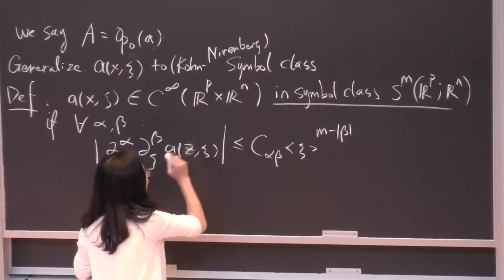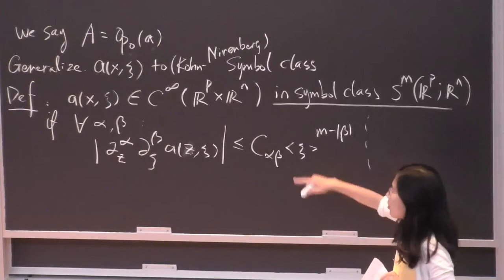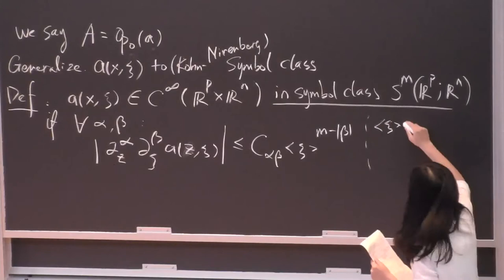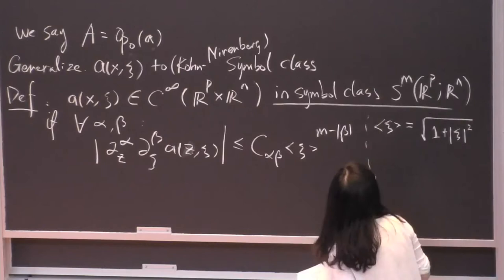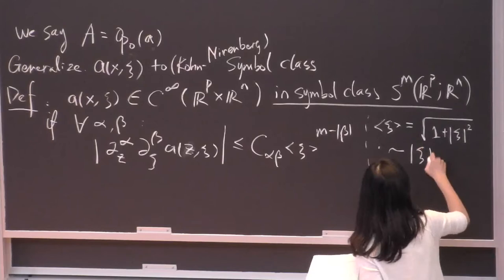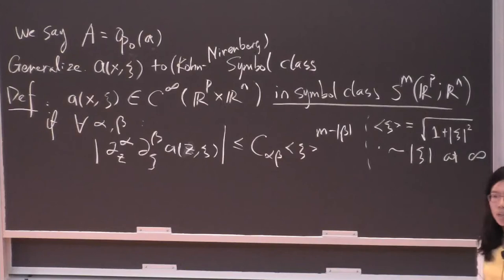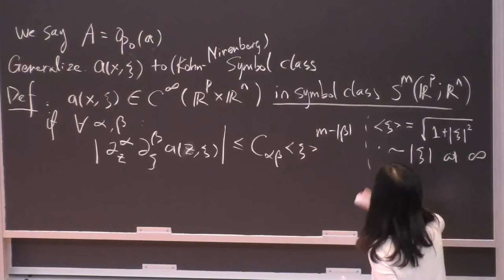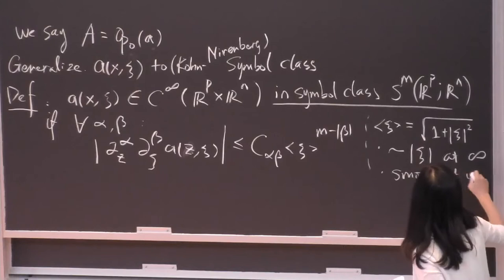Recall that here there's another piece of notation that's going to be used a lot. This is the Japanese bracket, defined to be the square root of 1 plus ξ squared. The property of that is, first of all, it's like ξ at infinity: if you let ξ go to infinity, the growth is exactly like ξ. And the second thing, the whole reason we're doing this, is that it is smooth at zero. So this is the Japanese bracket that I'm going to use a lot. That's the definition.